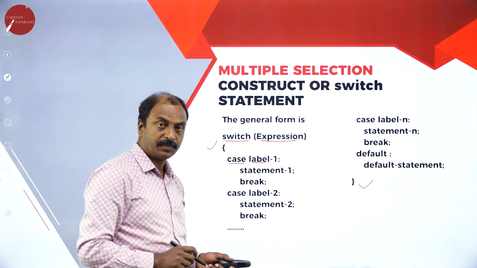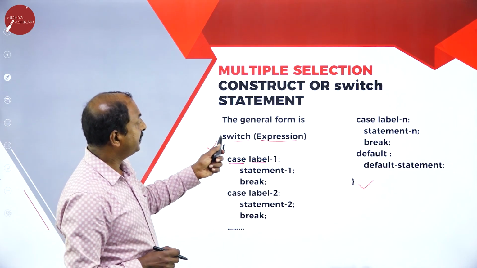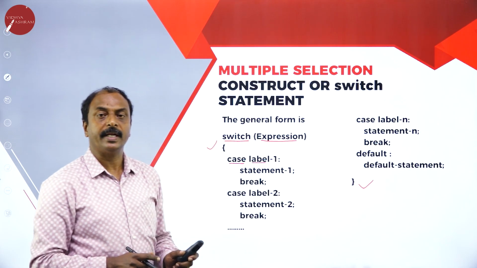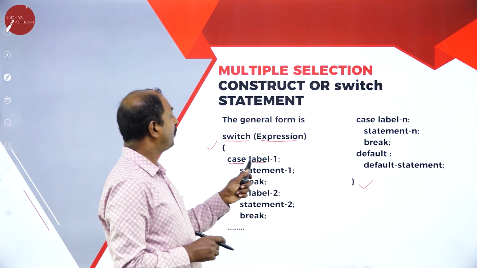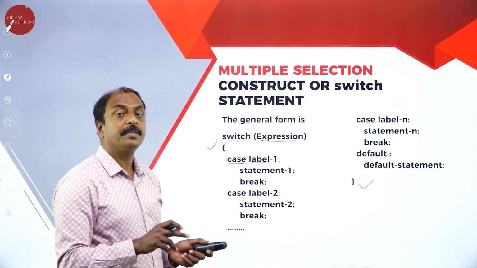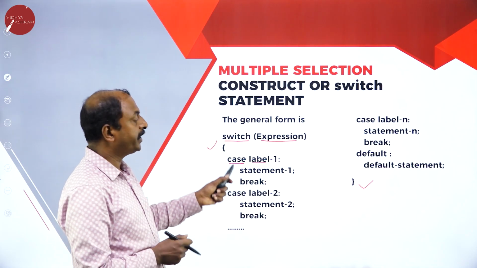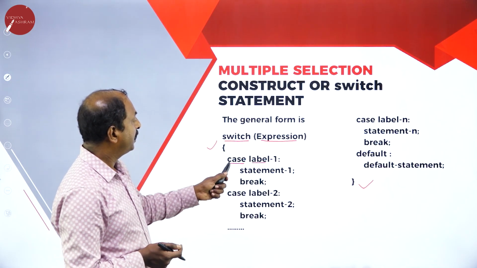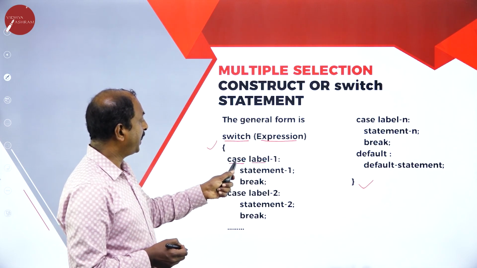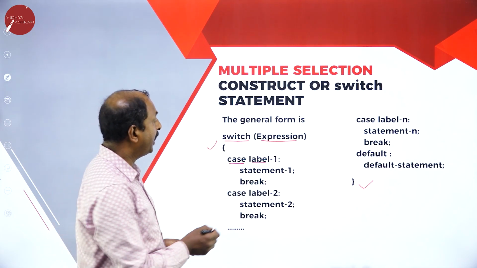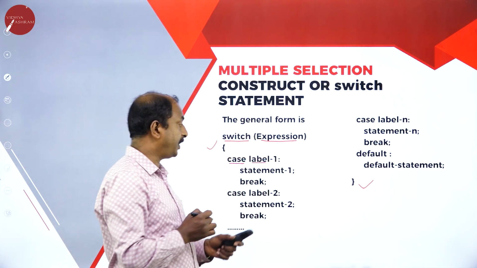So what is the meaning of this here? Inside switch, we can have n number of cases. So n number of cases represents multiple selection or more than one option. Here this is one option. Here case is a reserved word or a keyword, and this is the constant. Here label 1.